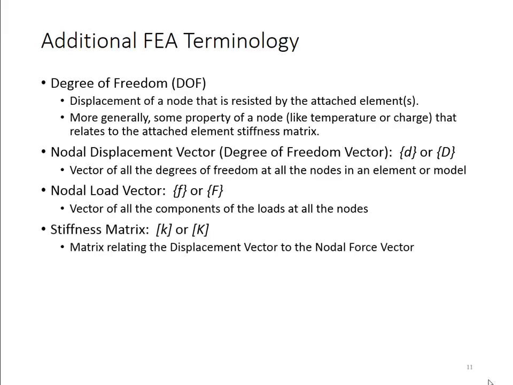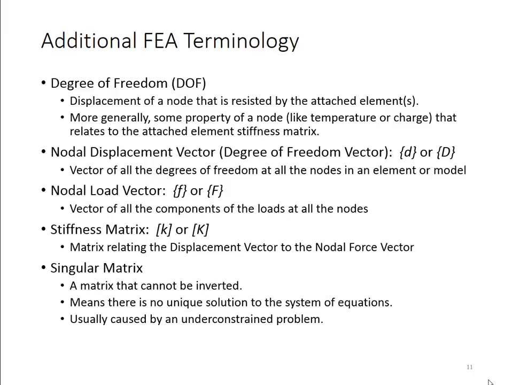A stiffness matrix is what relates the displacement vector to the nodal load vector. So the stiffness matrix is always a square matrix, and it has the number of columns and rows corresponding to the total number of degrees of freedom in the element or in the entire model. The lowercase, by the way, throughout here I'm using to indicate the element properties, and the uppercase corresponds to the whole system properties after we assemble them.